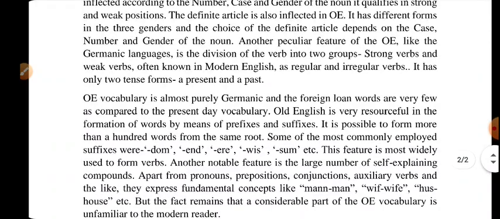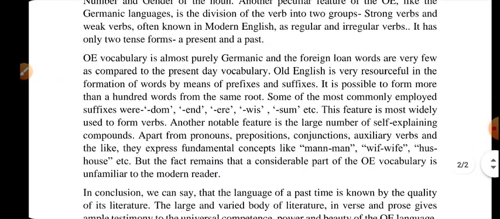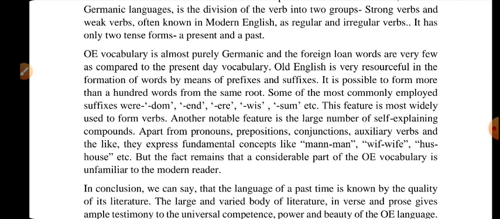Old English is purely Germanic and the foreign loan words are very few as compared to the present-day vocabulary. Old English is very resourceful in the formation of words by means of prefixes and suffixes. It is possible to form more than 100 words from the same root. Some of the most commonly employed suffixes were dom, end, ere, wish and some, etc. This feature is most widely used to form verbs. Another notable feature is the large number of self-explaining compounds.